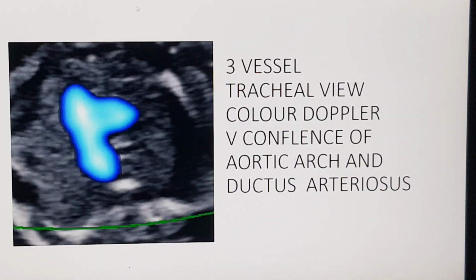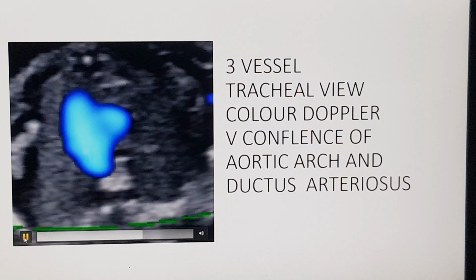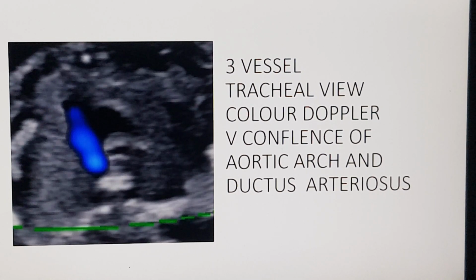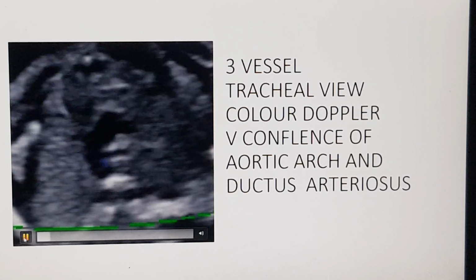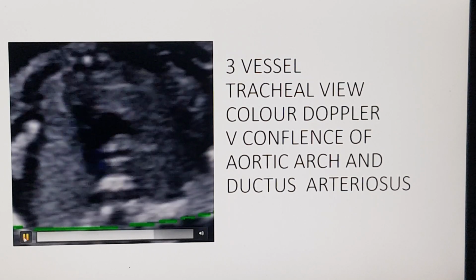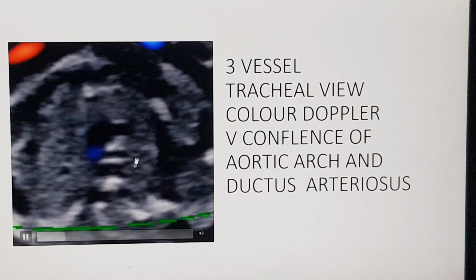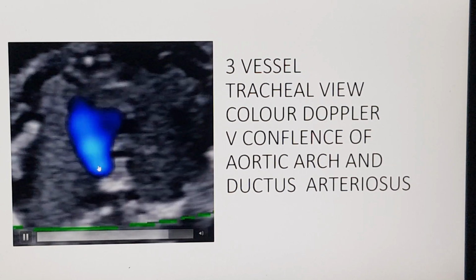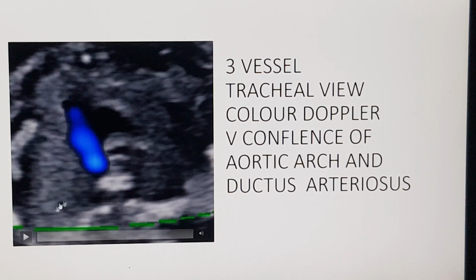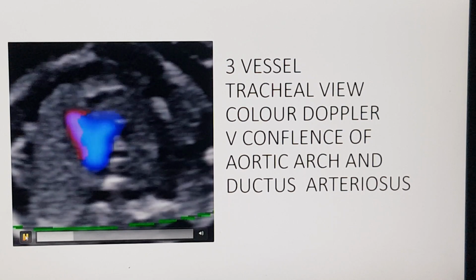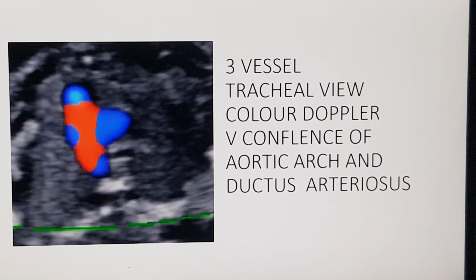Now, let us see the same thing on a cine loop. Here we have the ductal arch on the left side, the aortic arch going from the right to the left side and meeting the ductal arch to the left of the trachea. You can see that the trachea is here, which is an anechoic structure, and to the left of the trachea we have the ductal arch and the aortic arch, both of them meeting in the shape of an English letter V.